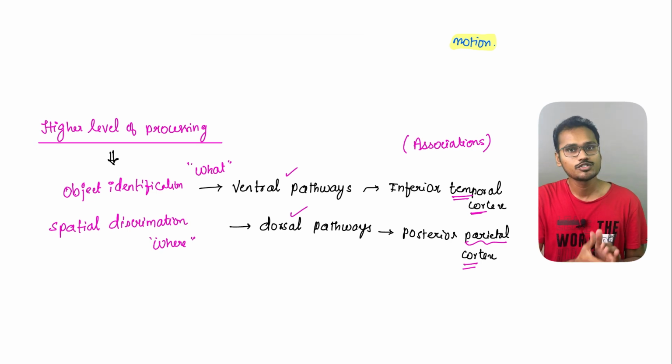So this is how the visual processing happens at various different levels, starting from the retina till the higher level of the cortex.